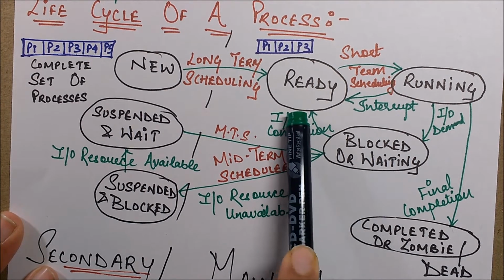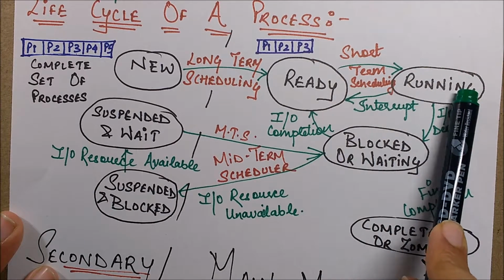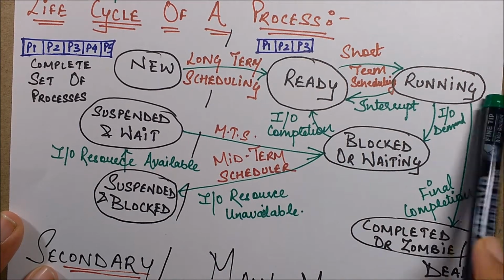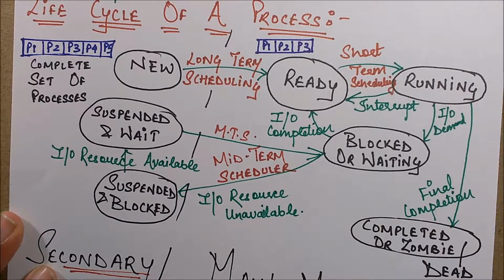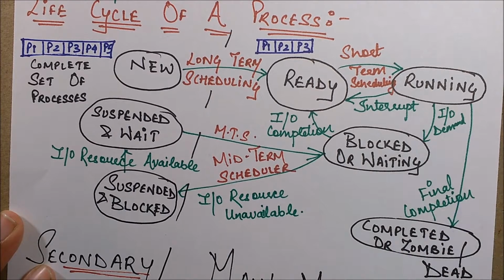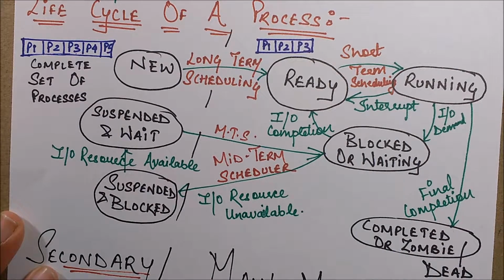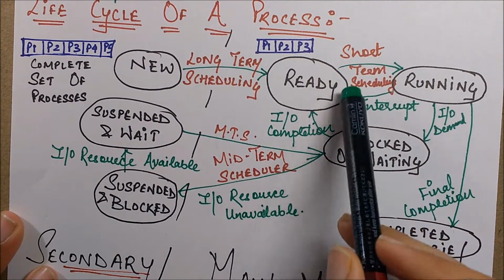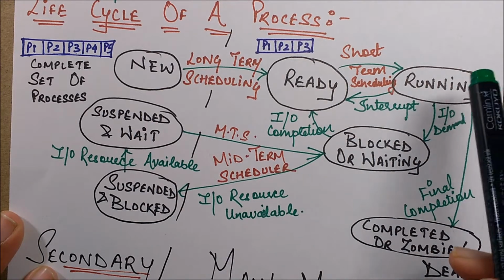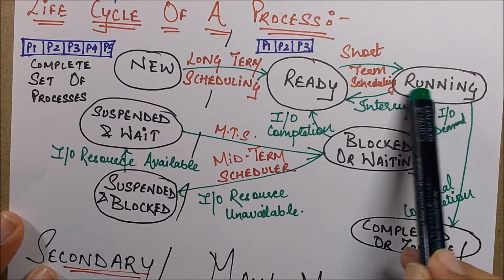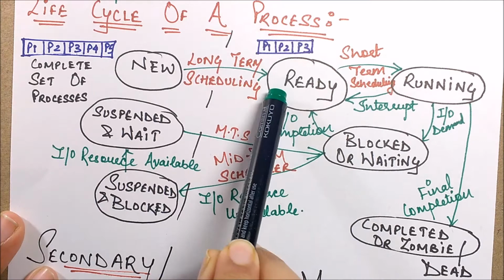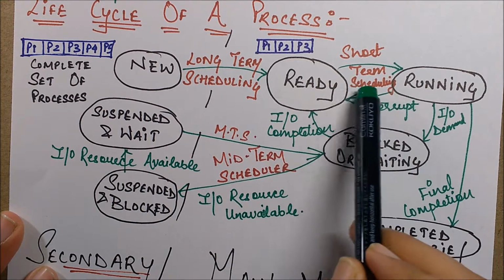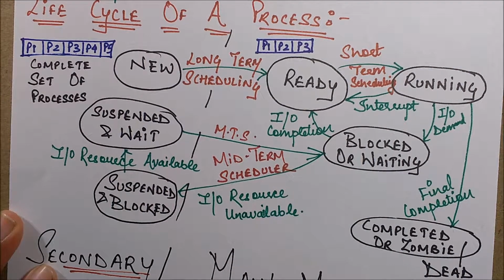So next is the ready state. From the ready state, the processes enter the running state when the short-term scheduler makes a call as to which process should be assigned the CPU next. If any software interrupt occurs, or any problem occurs, then the short-term scheduler preempts the process and moves it into the ready queue. So this entire part is handled by the short-term scheduler.